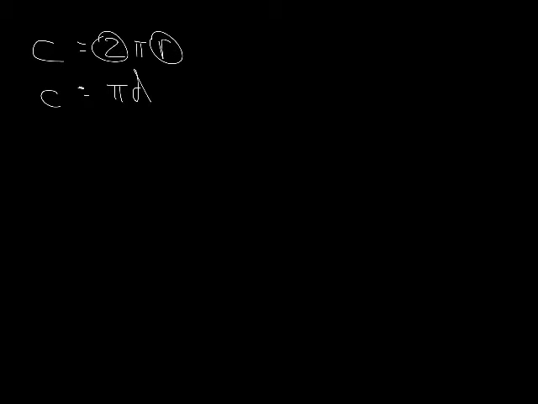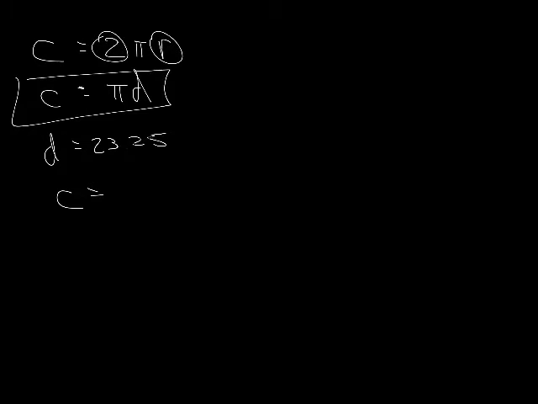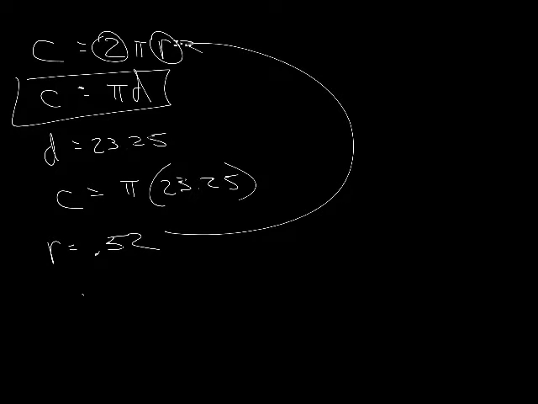If you look at example 3, it talks about a euro coin having a diameter of 23.25. Since they gave me the diameter, I'm going to use this formula, C equals pi times 23.25, and I'll find the answer there. Now if you look at the B part of example 3, it gives you the radius of 0.52. So therefore I'm going to use this formula, C equals 2 times pi times 0.52.